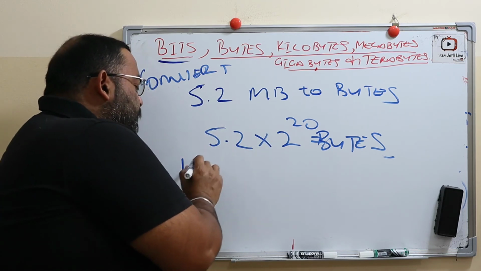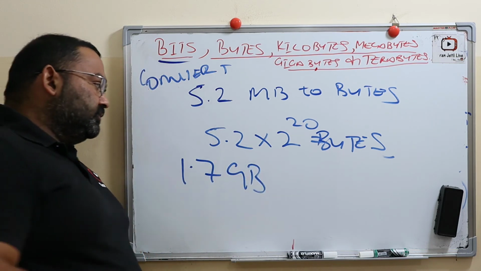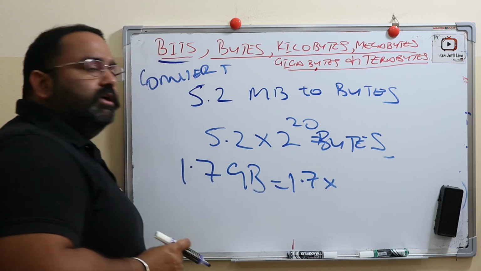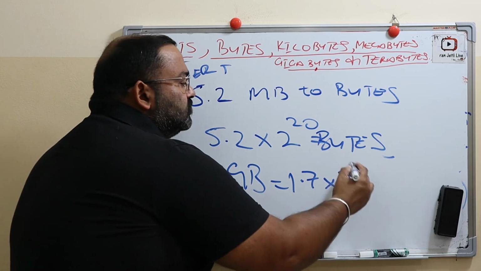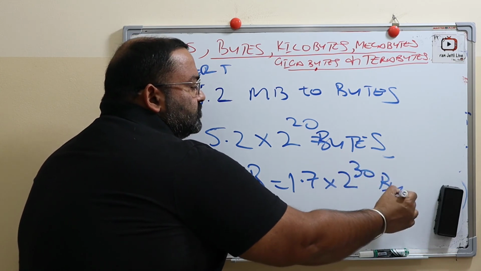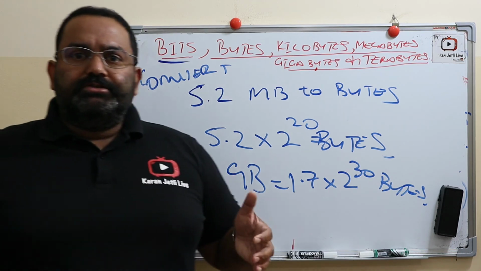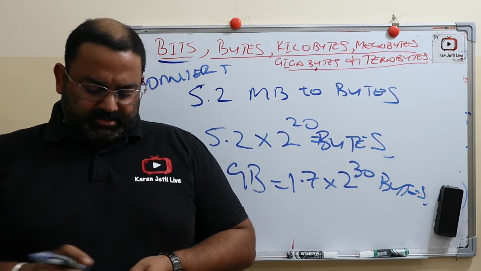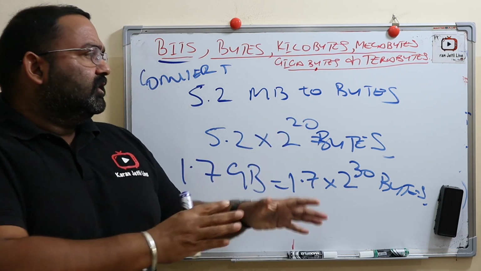If they say convert 1.7 GB to bytes, then what do you get? 1.7 into gigabyte, which is how much? 2 power 30 bytes, and so on. So guys, I hope this is clear to you. If you cannot understand it in one time, watch this video 2 times. It will make it clear.